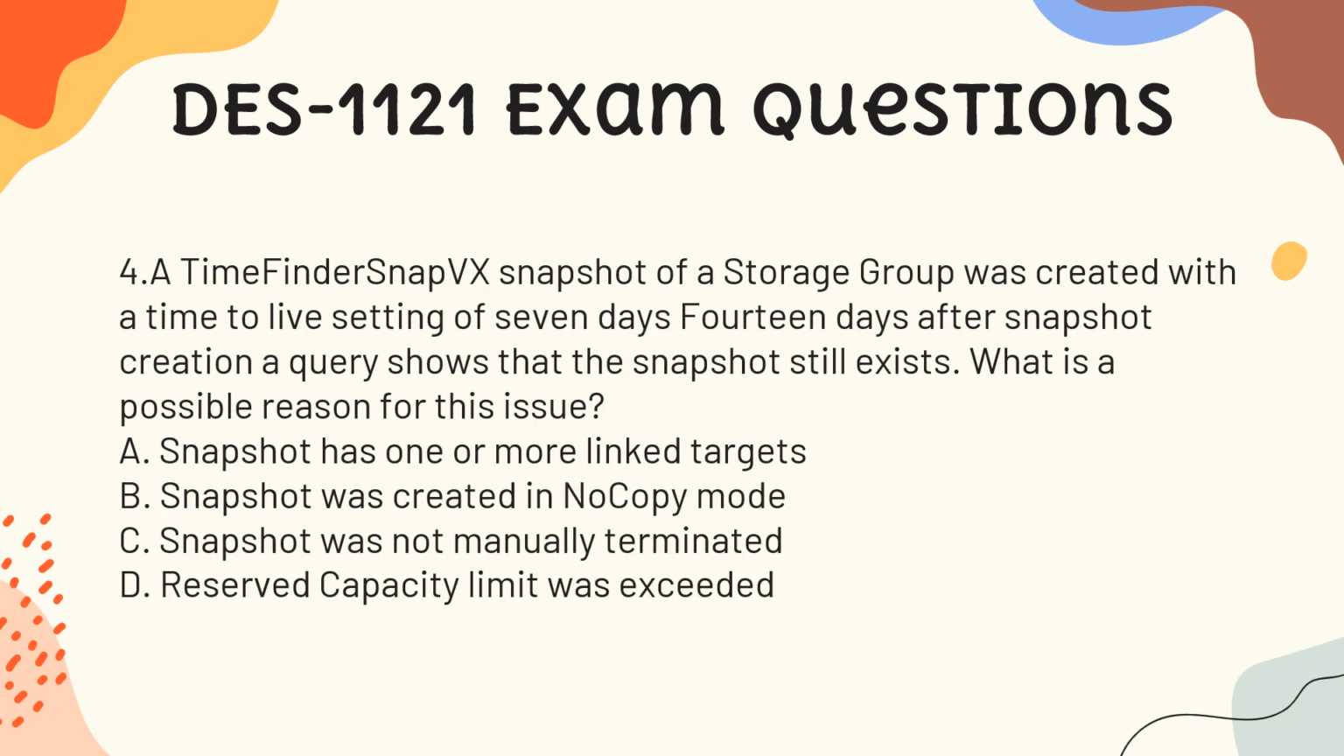4. A TimeFinder SnapVX snapshot of a storage group was created with a time-to-live setting of 7 days. 14 days after snapshot creation, a query shows that the snapshot still exists. What is a possible reason for this issue? A. Snapshot has one or more linked targets. B. Snapshot was created in no copy mode. C. Snapshot was not manually terminated. D. Reserved capacity limit was exceeded.